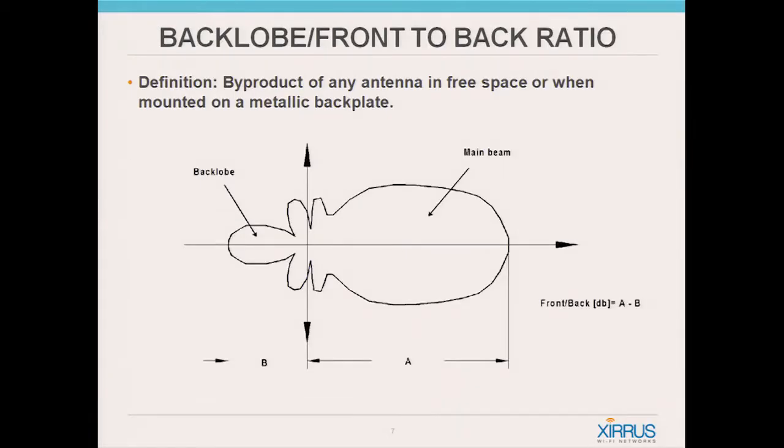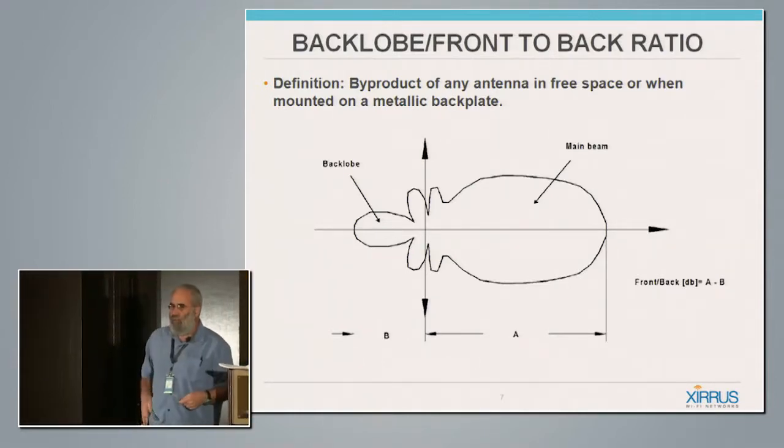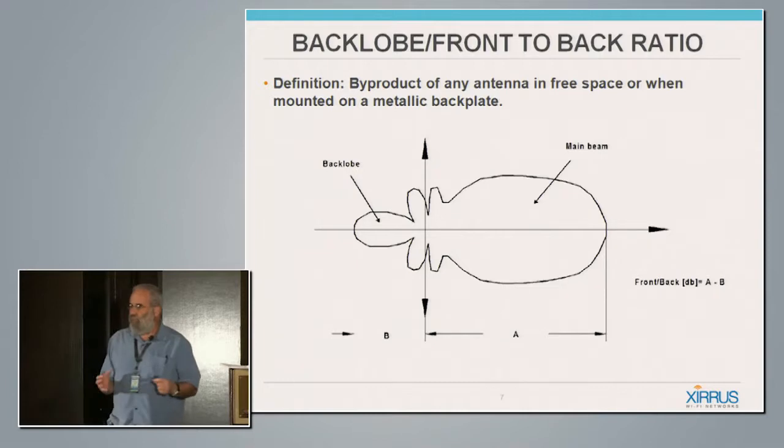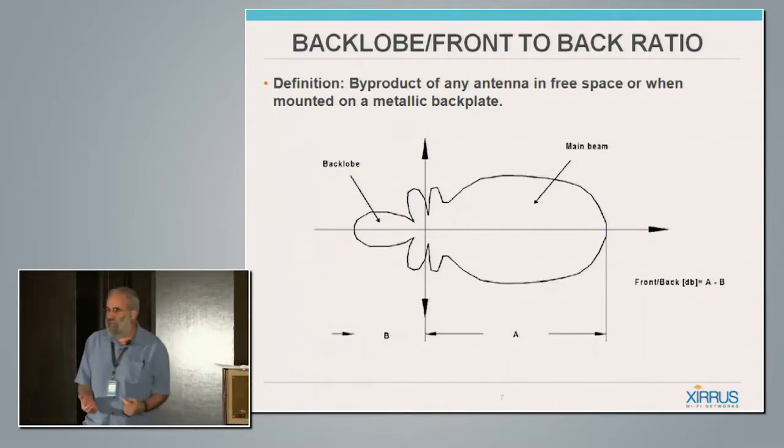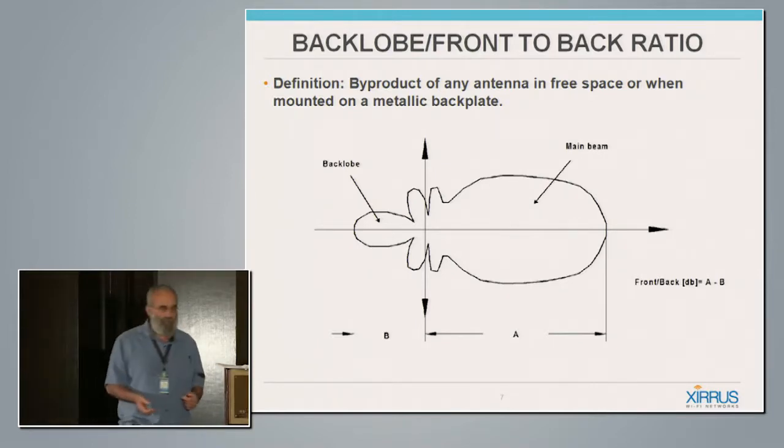So when we talk about antennas, we talk about something that is the front to back. So we have a back lobe and we have a main beam. And the back lobe is a side product that has to do with the antenna design or with the size of the ground plane that the antenna is mounted on, or if it's an array, it's a byproduct of the array. It's part of the physics of the antenna. And not always can we avoid it.